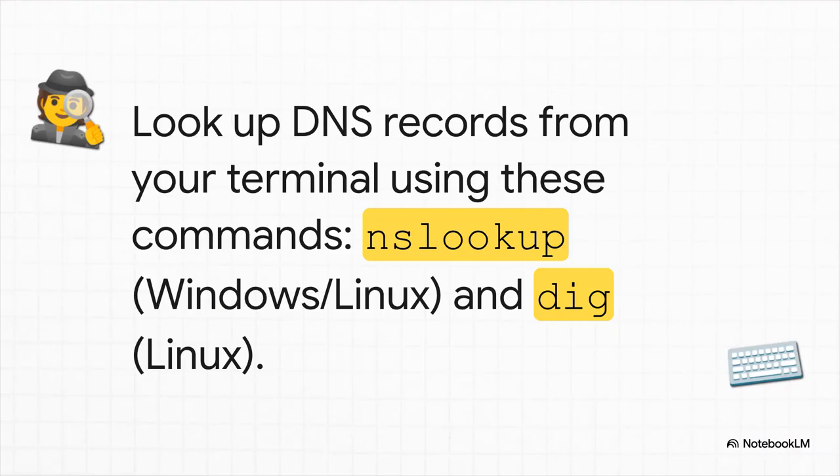All you have to do is open up your command prompt or terminal. If you're on Windows or Linux, you can use the command nslookup. If you're on Linux and want a bit more detail, the dig command is fantastic. Just type the command, a space, and then whatever domain name you're curious about and press enter. You'll see it all: the A records, the MX records, everything we've been talking about.